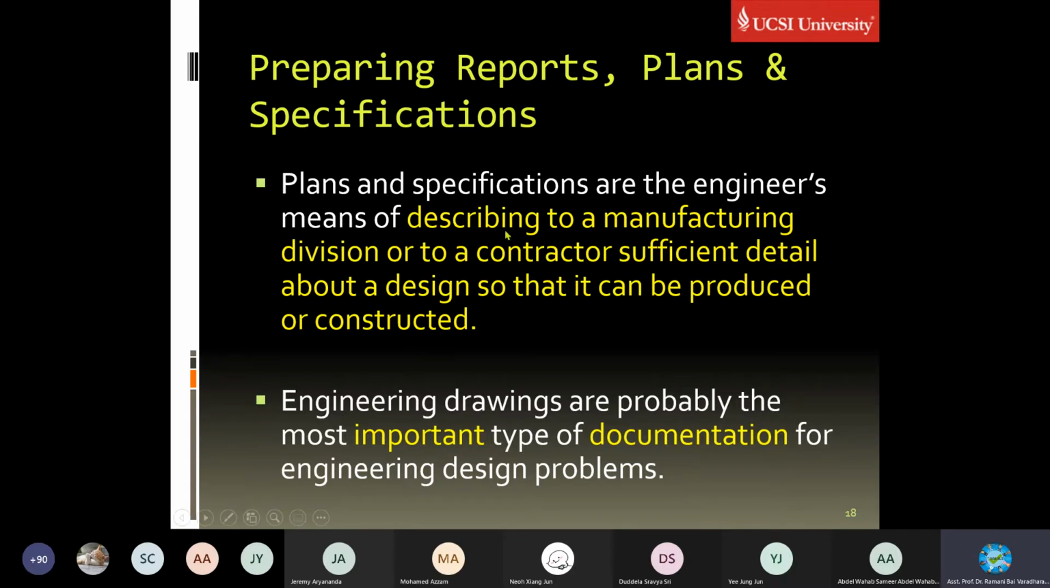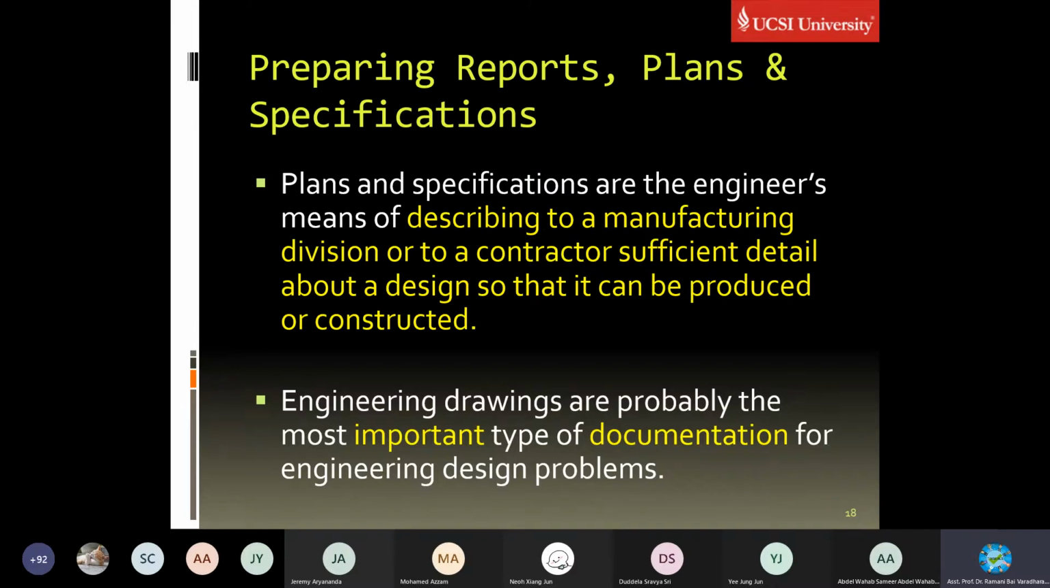Number one, all the planning and specifications or engineering to describe to a manufacturing division or to a contractor sufficient detail about the design so that it can be produced or constructed. You must have specification, plans, drawings, estimation, and the stakeholders involved, everything to be there to contact, right? At times of troubleshooting, the people involved are important. You have to document everything in this form.